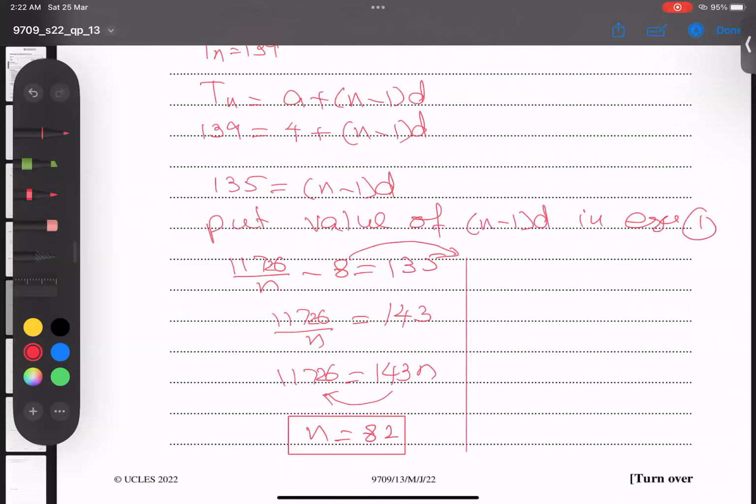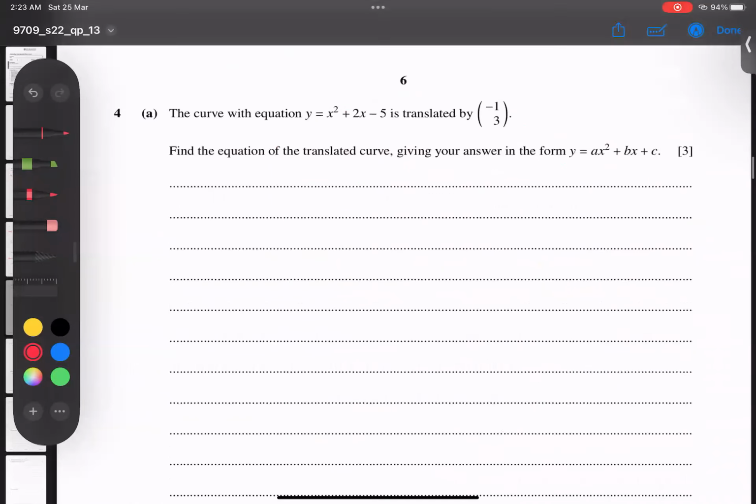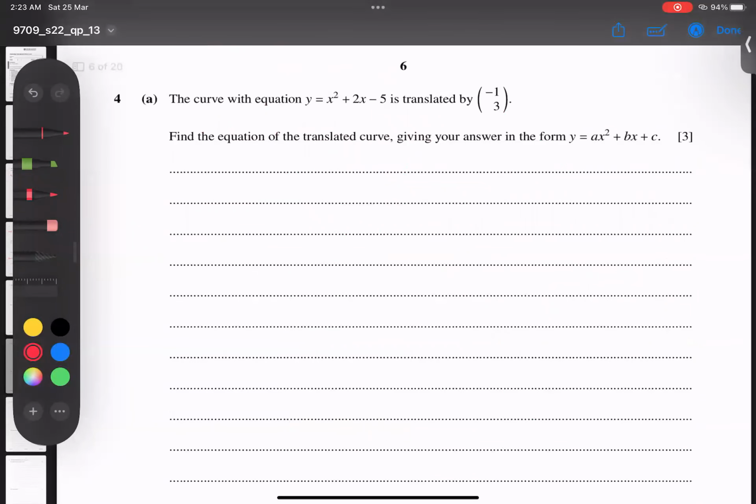I can replace this value here and I get what I call equation number 2. I put in, and 135 equals n is 82 minus 1 into d. And this is 135 divided by 81, giving us in fraction form 5/3. So the common difference is coming, as he said, give the answer in fraction form. Alhamdulillah Rabbil Alameen. Let's go for the fourth question.